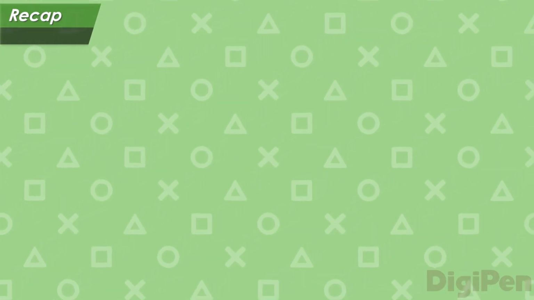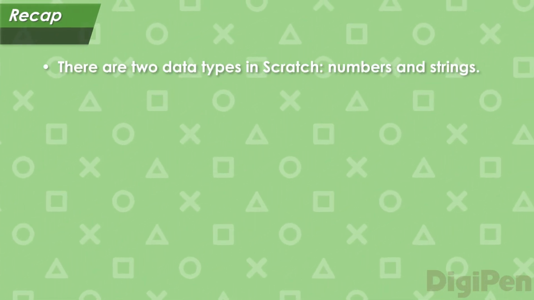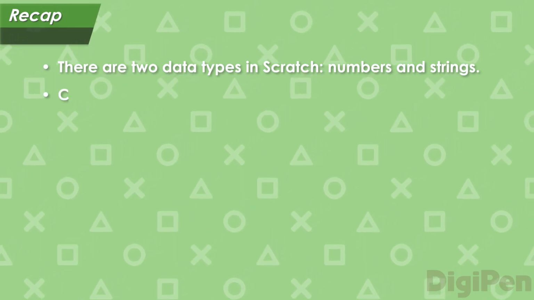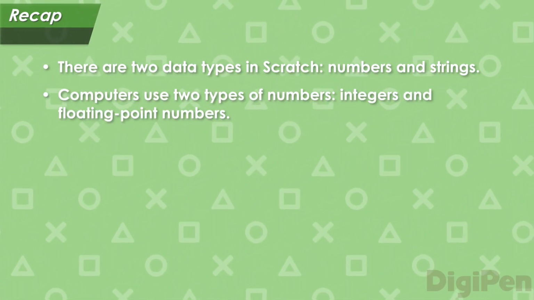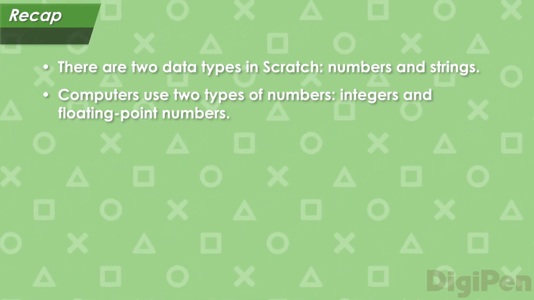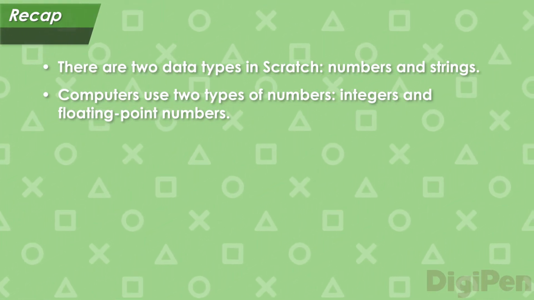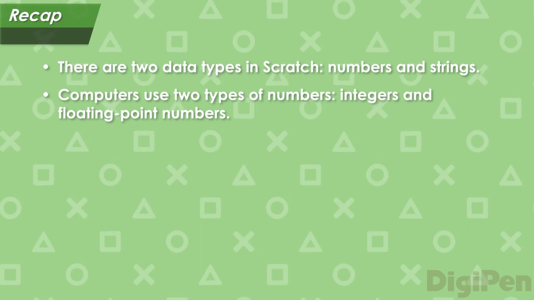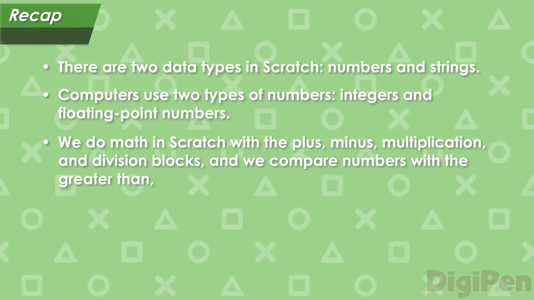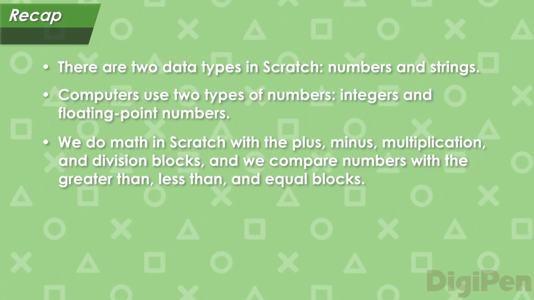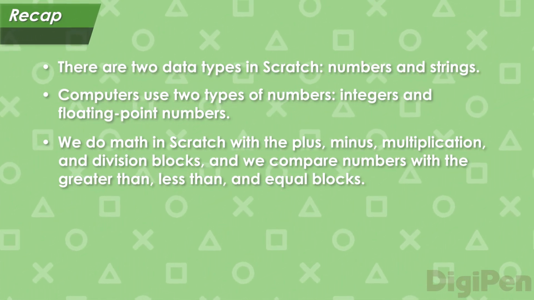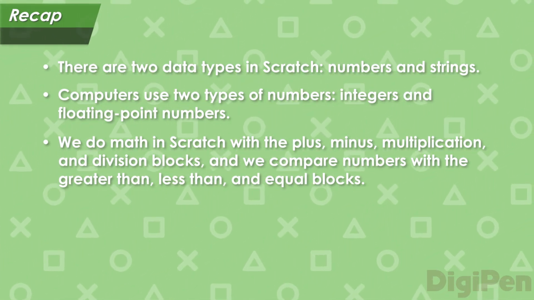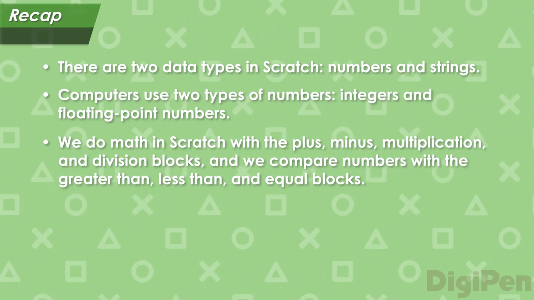Let's go over what we covered in this video. First, we learned that Scratch uses two different data types, numbers and strings. Next, we learned that computers use two different types of numbers, integers, which do not use a decimal point, and floating point numbers, which use a decimal point to represent a fractional part. Then we covered the most common blocks we use when doing math in Scratch: the plus, minus, multiplication, and division blocks, as well as the greater than, less than, and equal blocks for comparing numbers.